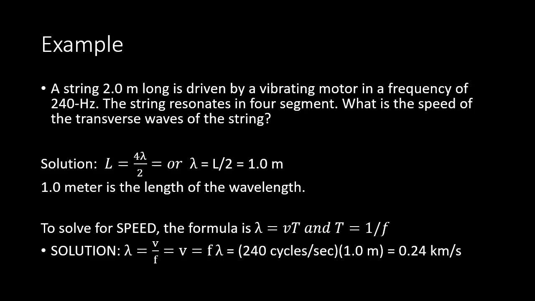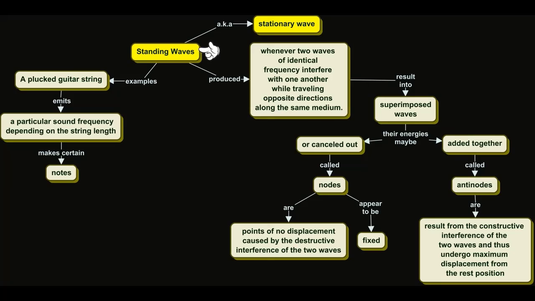So again, the standing wave is produced whenever there are two waves of identical frequency that interfere with one another while traveling in opposite directions along the same medium. Now, why do we say that they are traveling in the opposite direction? Because remember that when the standing wave is generated through a vibrator or a source of that wave, it is going to move away from the source, going into the propagation direction, but it hits the wall, while the source is continuously providing that vibration.